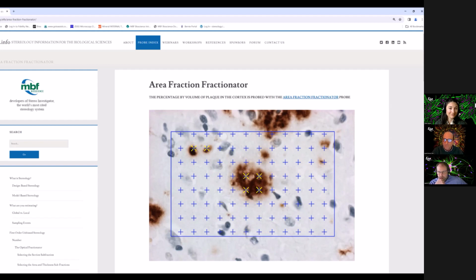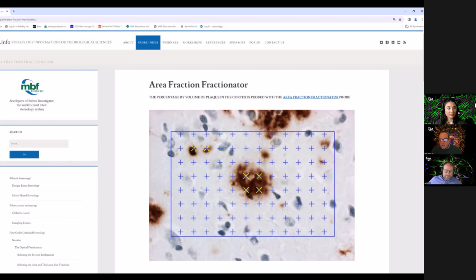Perfect. All right, so our next question addresses bringing images in from a confocal. Instead of acquiring the full region of interest in the stack from the confocal, is it possible to acquire stacks at each sampling site and count in Stereo Investigator Optical Fractionator? Yeah, that's what we just showed.